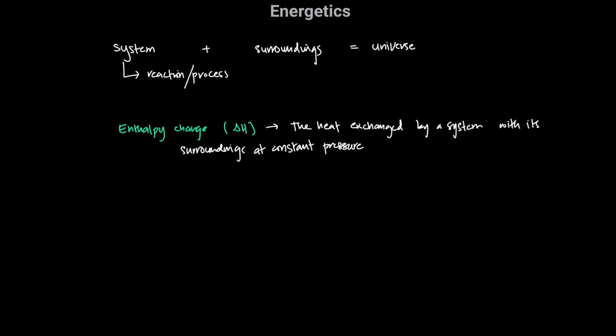And chemical reactions are divided into two broad categories based on the enthalpy change, right? Those two categories are exothermic reactions and endothermic reactions. So when we talk about chemical reactions, we divide them into two different categories.